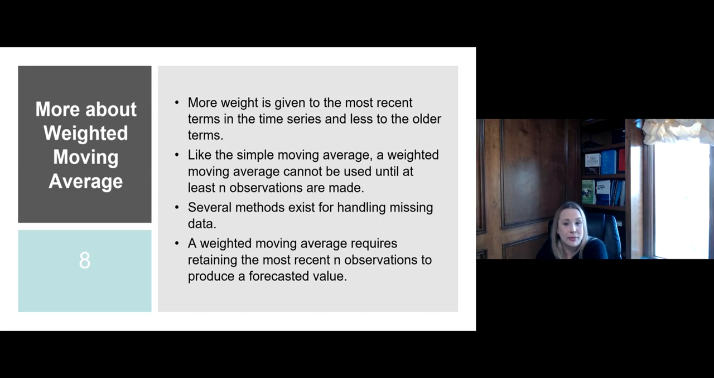If data is missing from a stage within averaging, it can become difficult, sometimes even impossible, to reconstruct a changing signal accurately. And so there are some ways to tackle this problem. We're not going to talk about them here, but just know that having missing values in your data could lead to some potential issues in your time series analysis. And lastly, like the simple moving average, the weighted moving average requires the retaining of the most recent observations to generate your forecast.